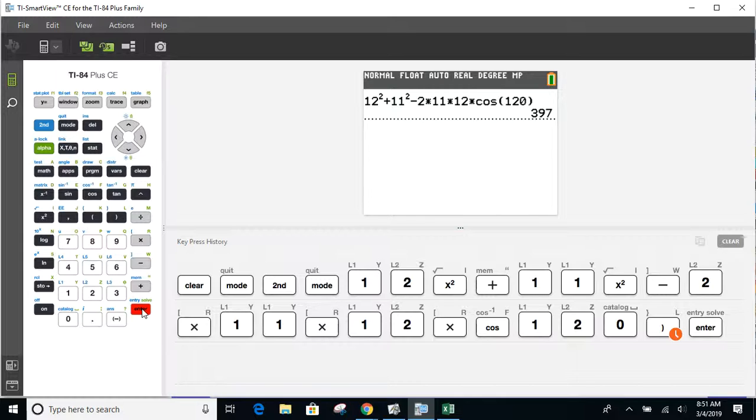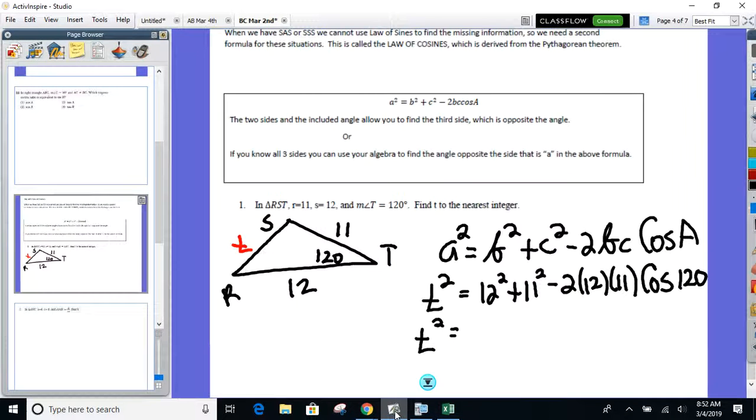397. That's not the side length. Don't get confused here. That's not the side length, because I'm not done yet. That's the right side of the equation. Questions? The biggest thing, if you're not getting that number, I've seen in the past is people use the negative sign instead of the subtraction sign here. I use the subtraction sign here, not the negative sign. That will throw it off. All right, have some self-respect. Use the subtraction sign.